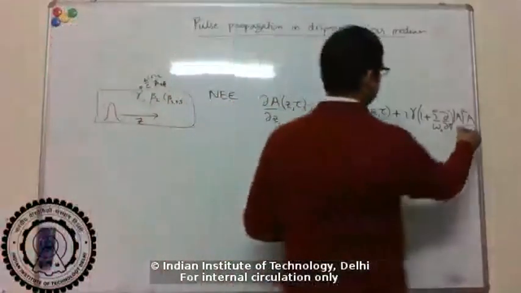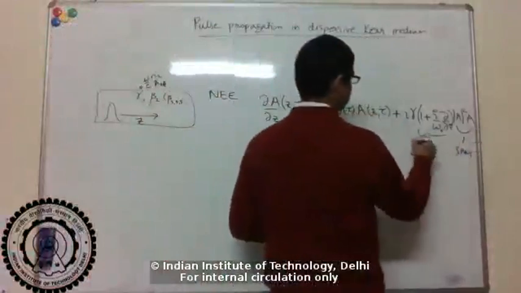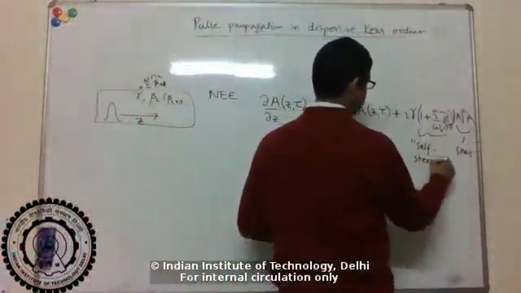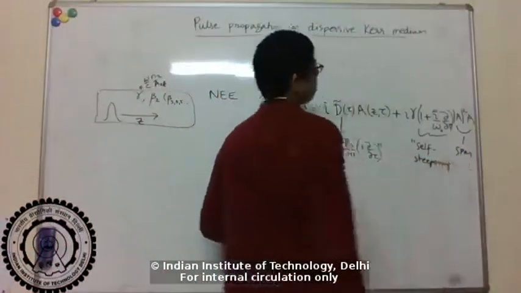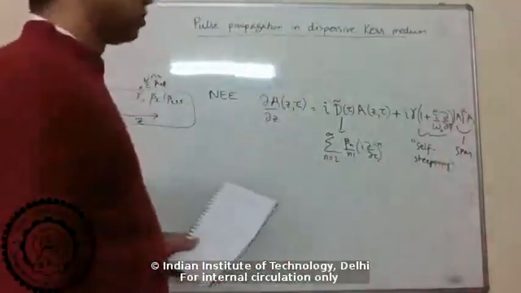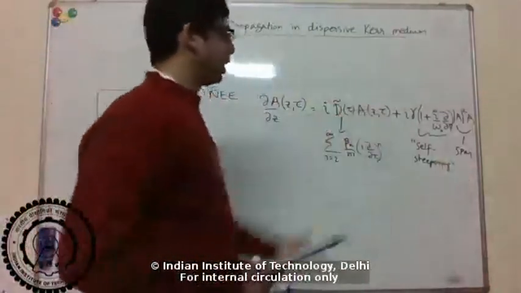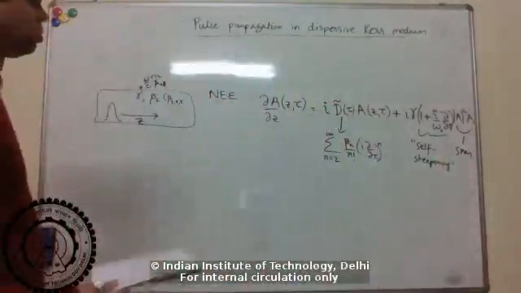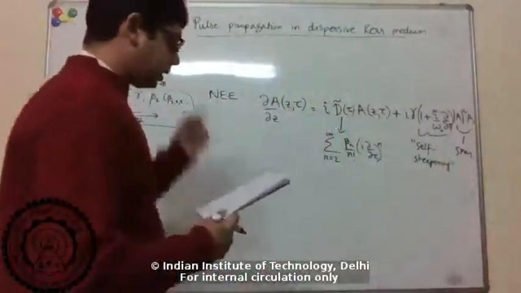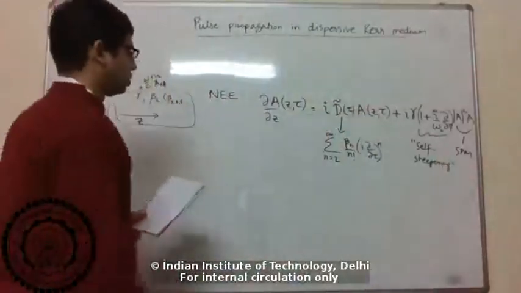Right, so this was basically self-phase modulation, and this term we briefly mentioned last time is called steepening, because it results in a steepening of the trailing edge of the pulse. Okay, so this is basically the full-blown equation that you can use to analyze any pulse in any medium. But typically, we can simplify this further.